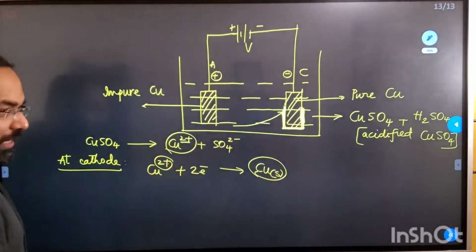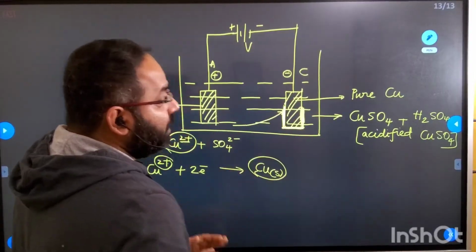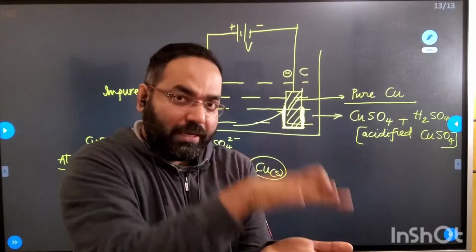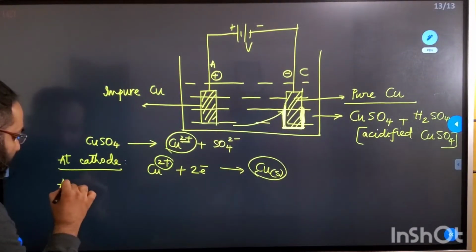Now we have understood what happens here. So the size of the cathode keeps increasing because copper goes in, gets deposited. So your pure copper that was there is going to have more and more pure copper come and deposit on top of it. So the size slowly begins to increase. Now let's see what happens at the anode.